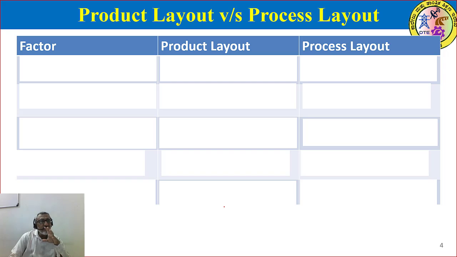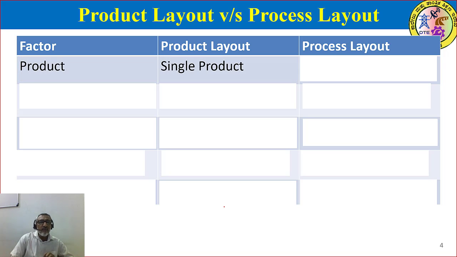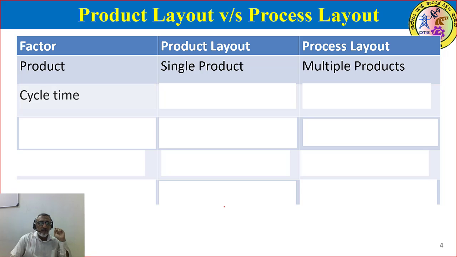Right at the beginning, let us recall our understanding of product layout and process layout, and let us list the differences between them with respect to various parameters. The first parameter which I am going to consider is the product. In a product layout, it is suitable for one single product because everything is focused on one product for which the machine arrangement, the layout, is set. In a process layout it is multiple products. This layout is not suitable for any one single product. Multiple products can be produced using this layout. That is the one difference.